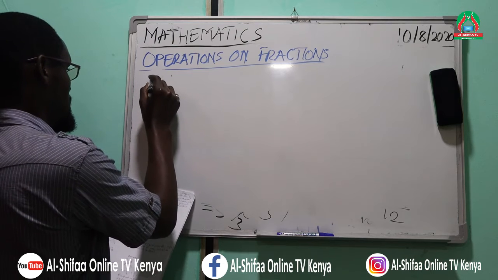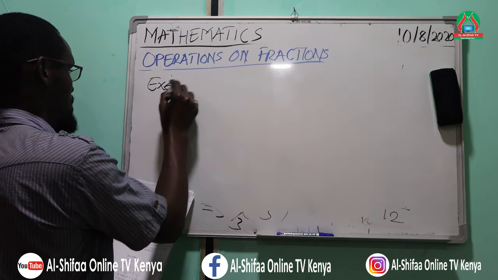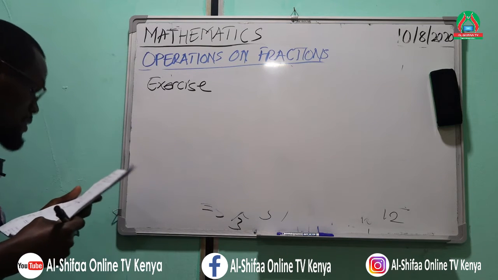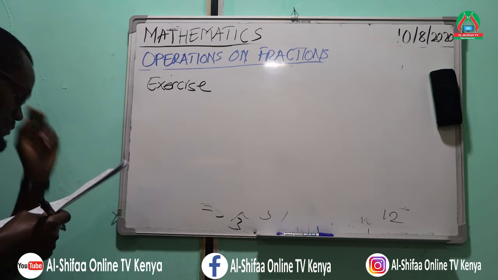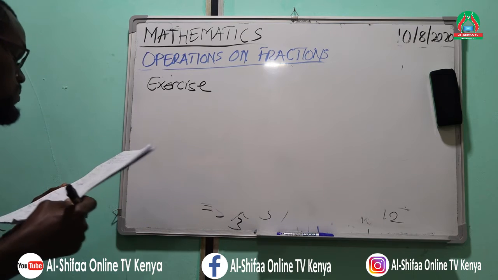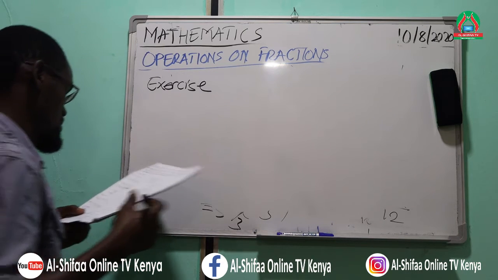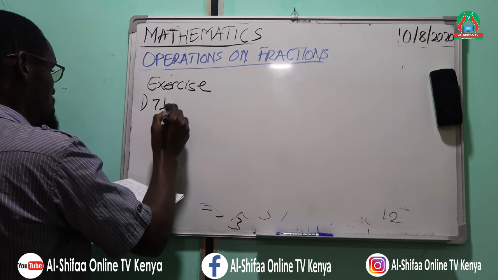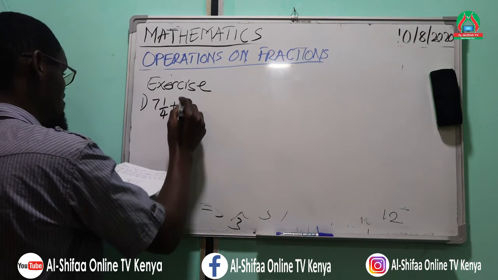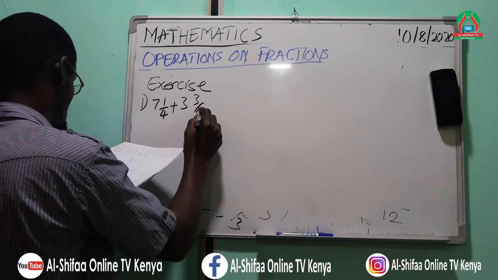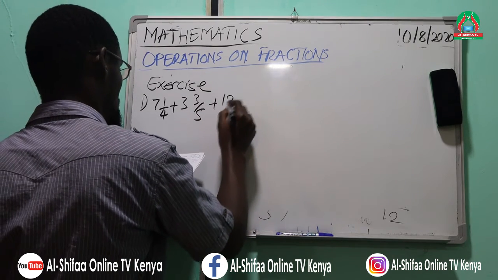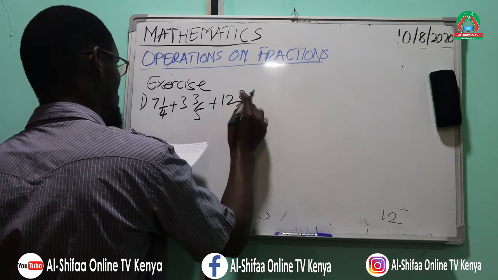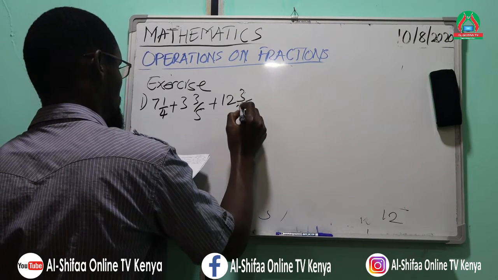Let me give you some examples for exercise of the addition and subtraction of fractions first. Seven and 1/4 plus 3 3/5 plus 12 3/4.